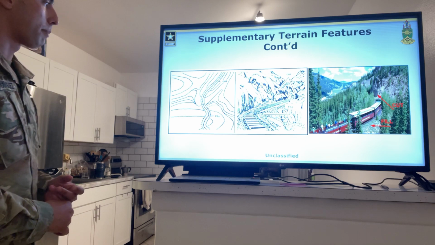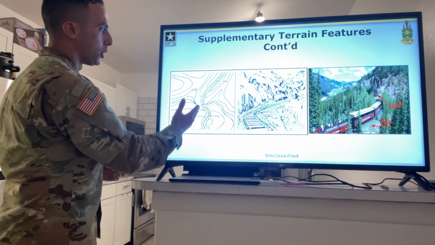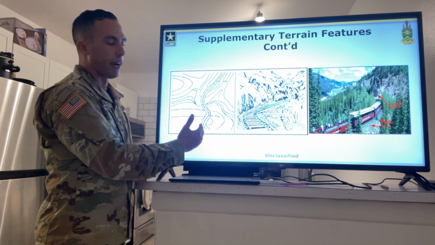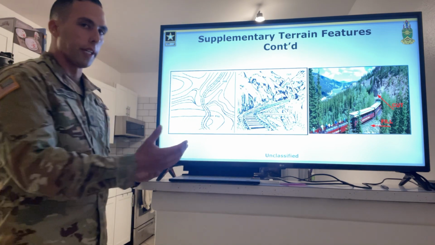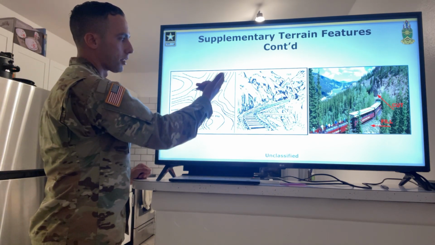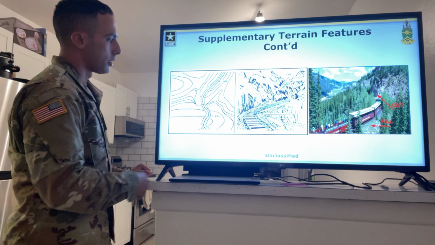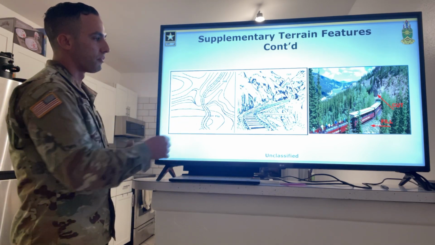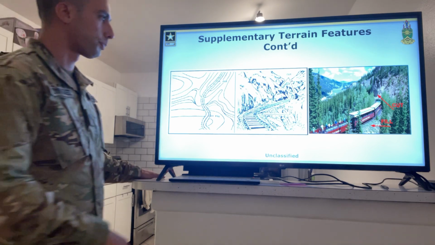So here's an example. We can see that the fill turns into the cut. So essentially this railroad track is coming from an area of low ground where it needs to be filled to match the cut that they're doing across the ridge. So as you can see, the tick marks on the cut are facing inward and the tick marks on the fill are facing outward.